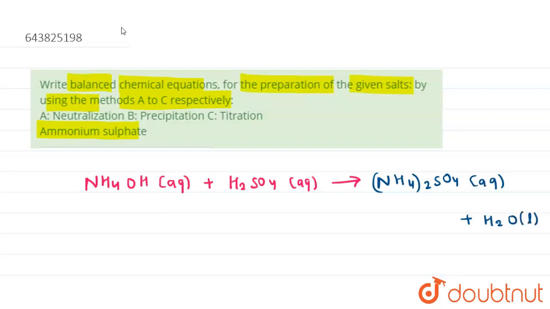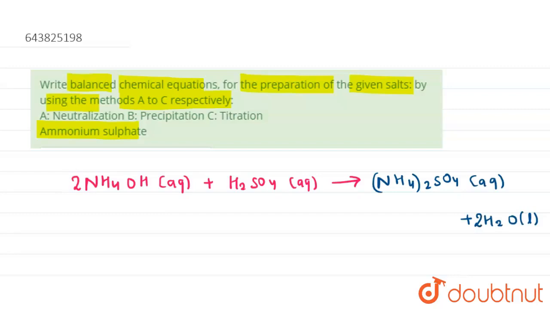Okay, so if I want to balance the reaction, then here my two will be there. Nitrogen is balanced, SO4 is balanced, and H2O. So here two will be there. Now the reaction is completely balanced.